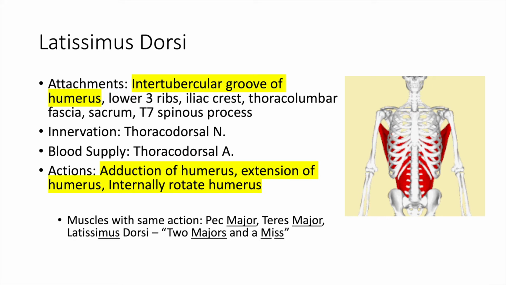So the actions are all going to involve the arm since it's attached to the arm. So we're going to adduct the arm. When we adduct, we bring things together, so we bring our arms in, extend the humerus, so push it back, and internally rotate. So if I take my shoulder and move it toward me, it's like medially rotating, versus if I bring them apart with my arm going out, then that would be externally rotating.